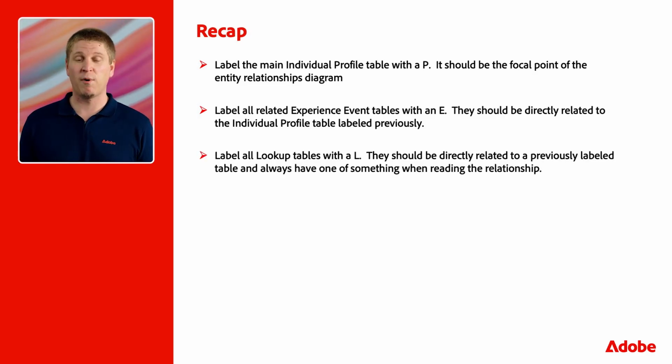And last, we went and looked for any of the tables that are directly related back to one of those profile or event tables. Remember, these are always one hop away, so they have to be directly related, as the profile doesn't support two hops away. When we're done, we should have a diagram that has a P, a couple E's, and a few L's. And that is the label step as part of LID.